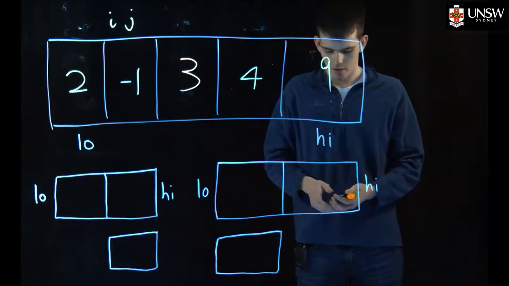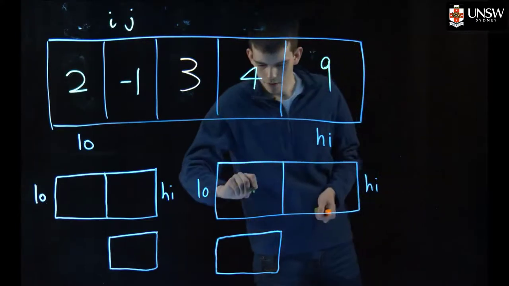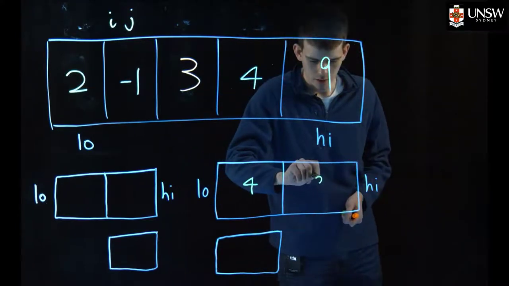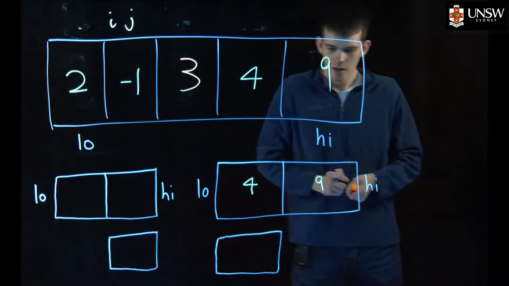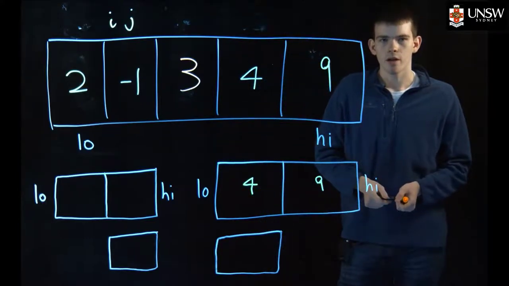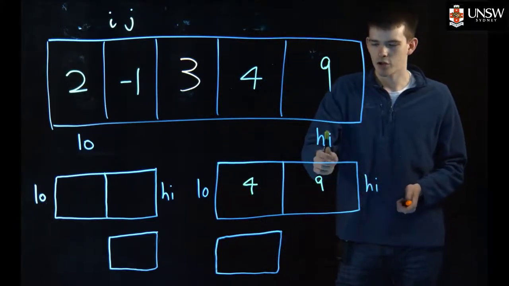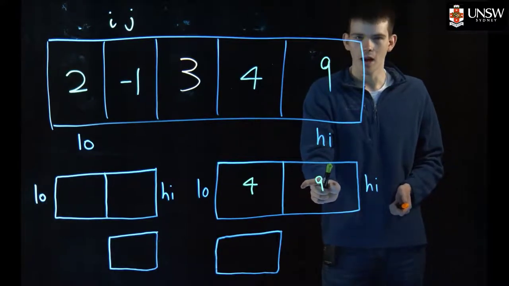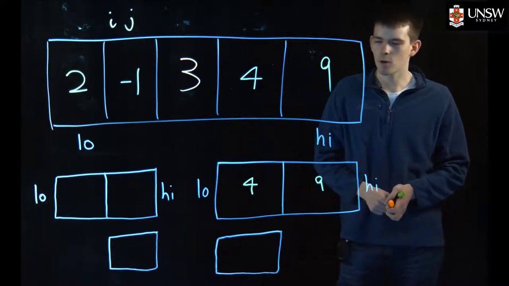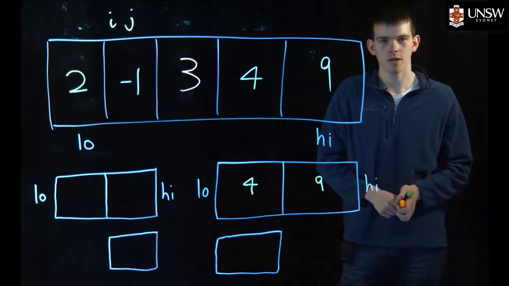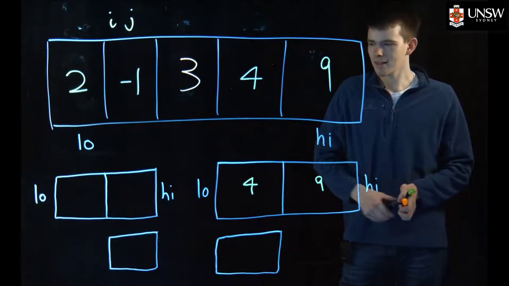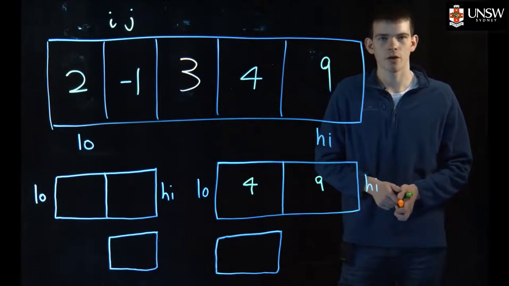So we now have the elements 4 and 9. These are in order. We will have the pivot 9, and since 4 is less than this value, no swaps are made. Let us now examine the lower section of the array.